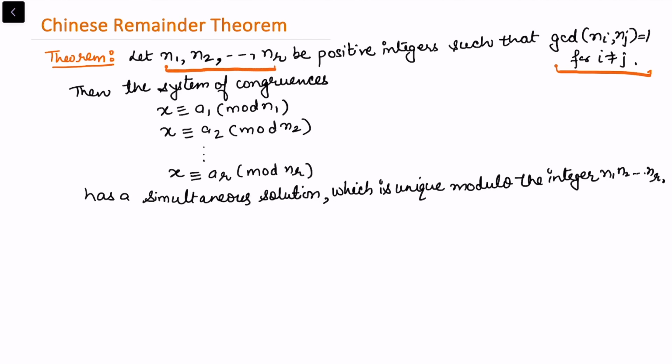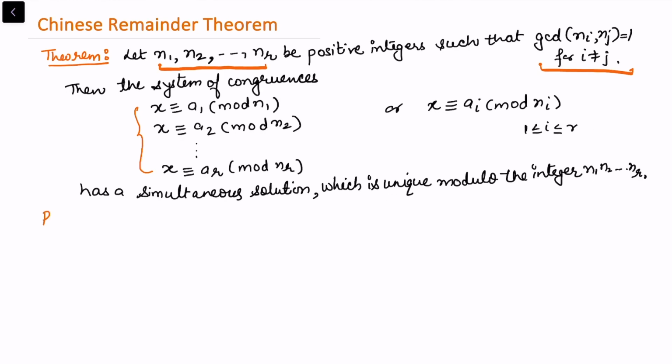Then the system of congruences, which is given as this, or I can write this in the combined form as x is congruent to ai modulo ni for i lying between 1 to r, has a simultaneous solution which is unique modulo the product of these integers n1, n2, up till nr.